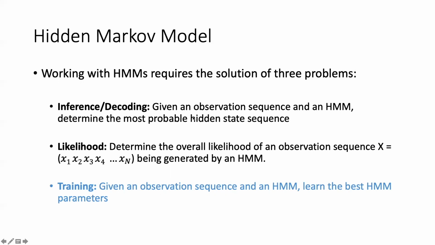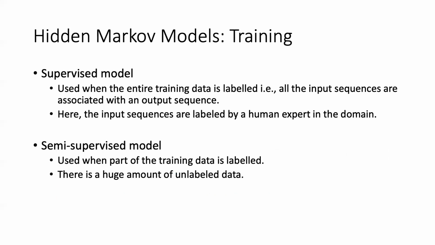So far we discussed the inference and likelihood problems, and next we will discuss training the HMM parameters and obtaining the parameters of the HMM. Based upon the availability of the labeled data, we can train HMM in two approaches. If the entire training data is labeled, then we can perform supervised training. But when a huge amount of data is unlabeled, then we have to go for semi-supervised modeling.